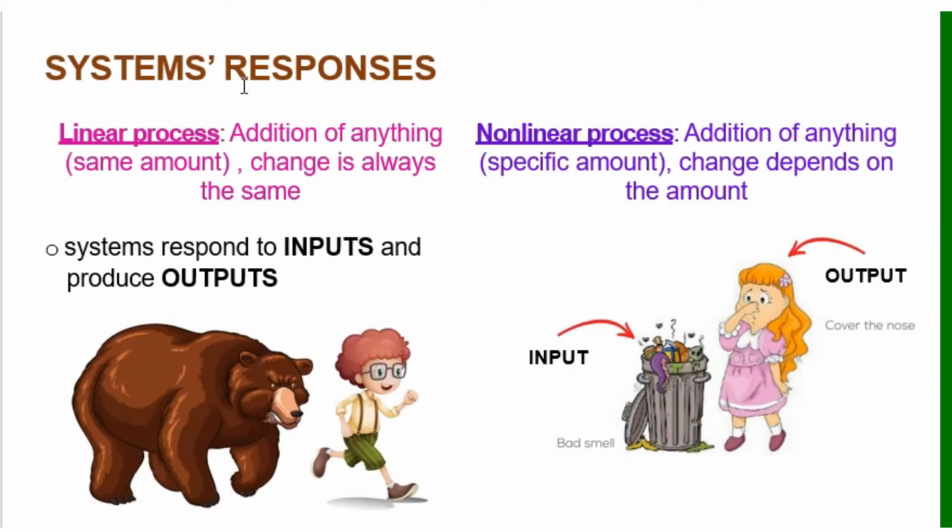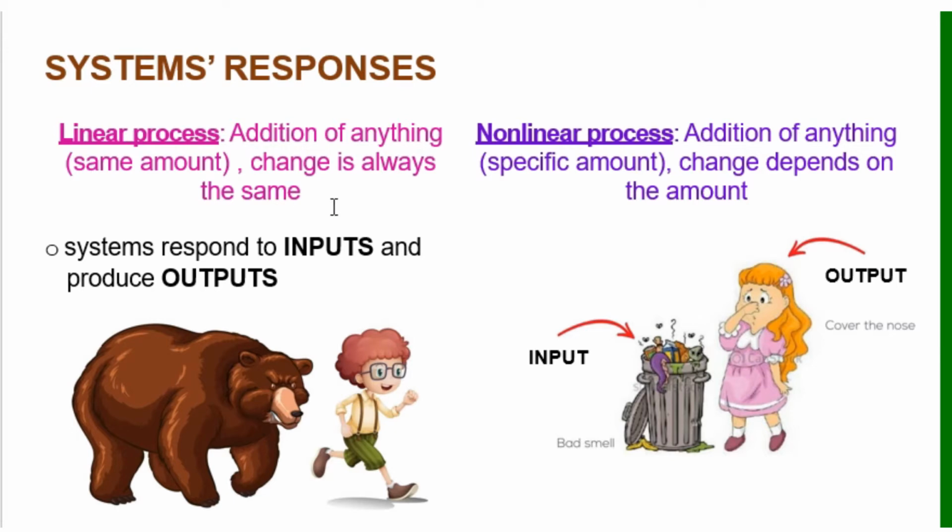Now systems can respond in two processes. The first one is the linear process, and the second one is the nonlinear process. Let's define what a linear process is. By definition, a linear process is the addition of anything of the same amount, and the change is always the same.